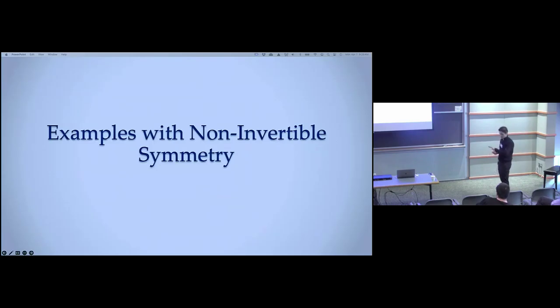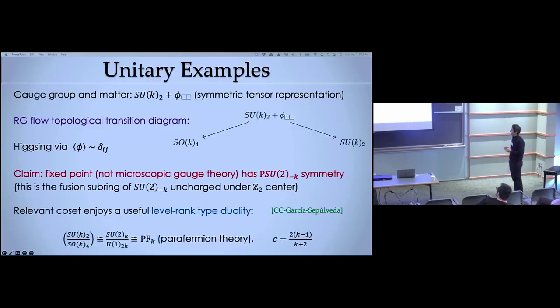Okay, so I have only a few minutes left. I'd like to quickly go through one class of examples that have non-invertible one-form symmetry. You can do simple examples, of course, that have invertible one-form symmetry, but let's get to an interesting one. So these will be unitary gauge theory examples.